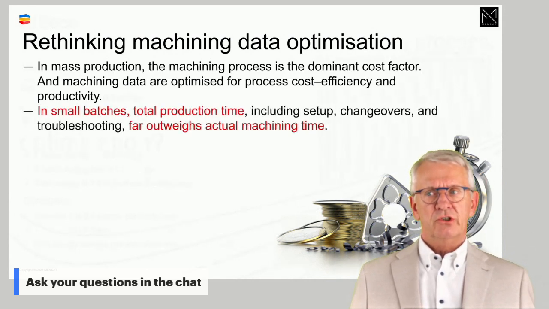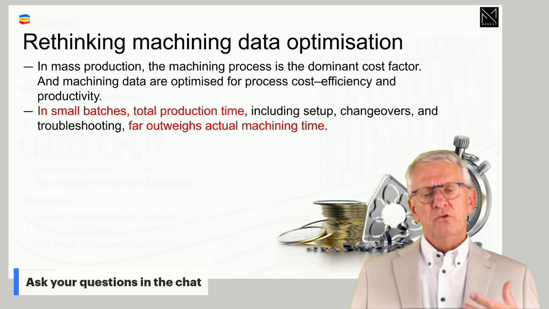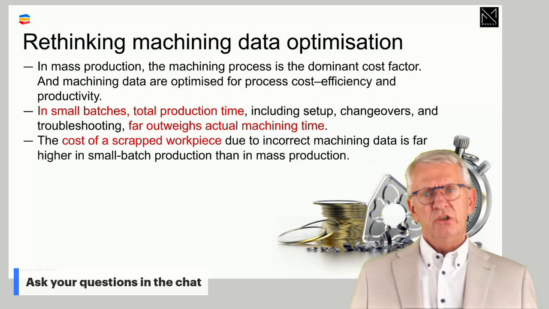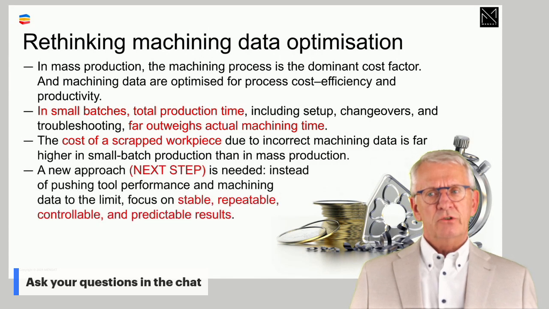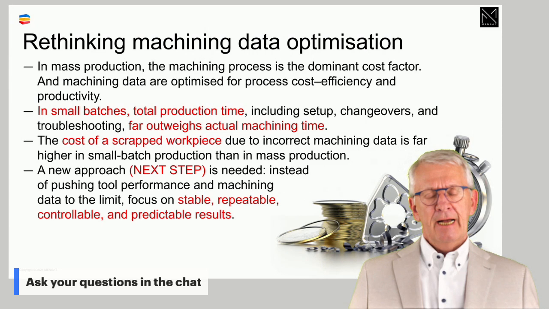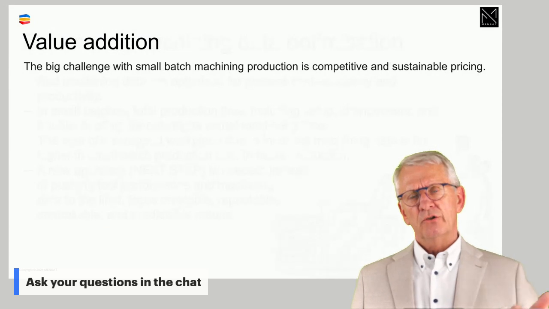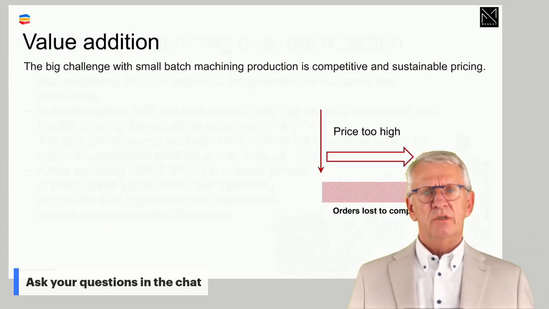That's to reduce costs. In small batch production, we have to look at it differently because it's not just a machining process. It's the total thing that we have to put money on. Costs of scrapped workpieces are very much influencing the results. And that means that we need a new way of thinking, where words like predictability, controllability, reliability are much more important.